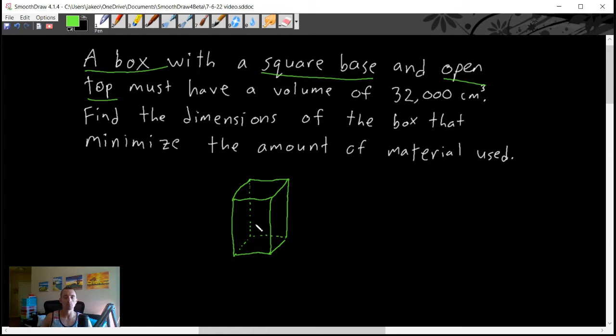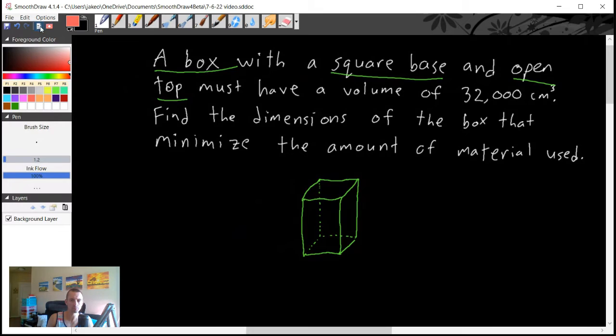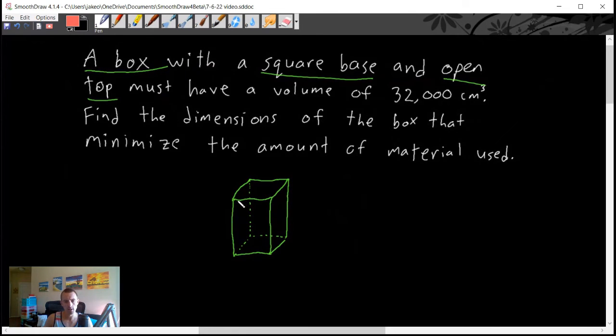Okay. And we know that we have an open top here. So this is a bit of a harder thing to show in a drawing. But we do want to keep in mind that the top is open. So we don't have to worry about the cardboard that's going to be needed to fill in the top of the box because the top is open. So all we really need to think about here is the cardboard that we need to build the four sides of the box and the bottom of the box. Okay, so we don't have to worry about this red face, the top of the box.